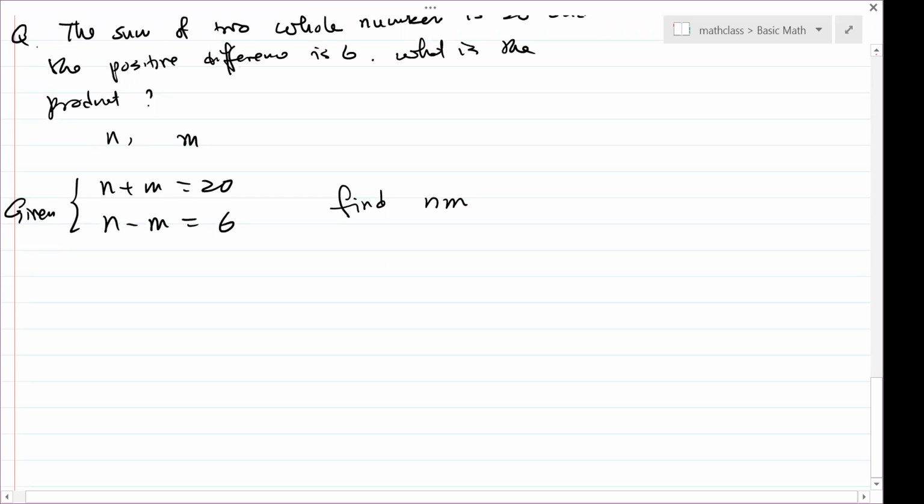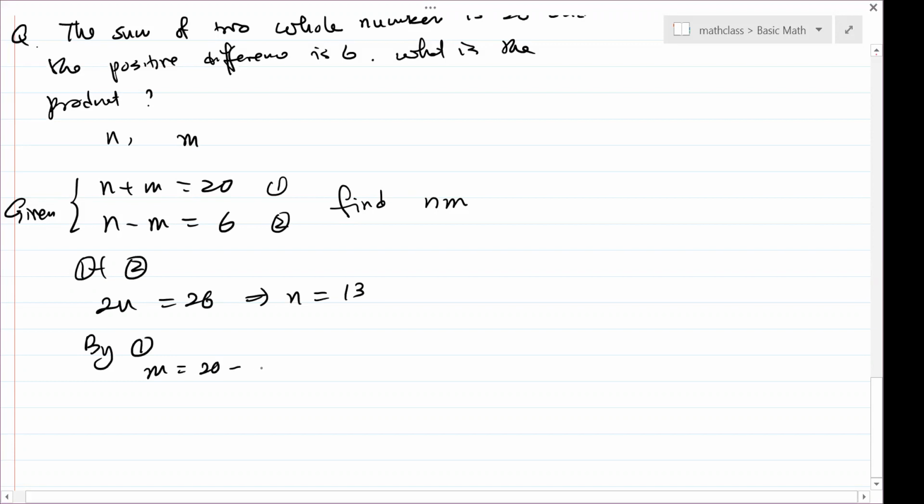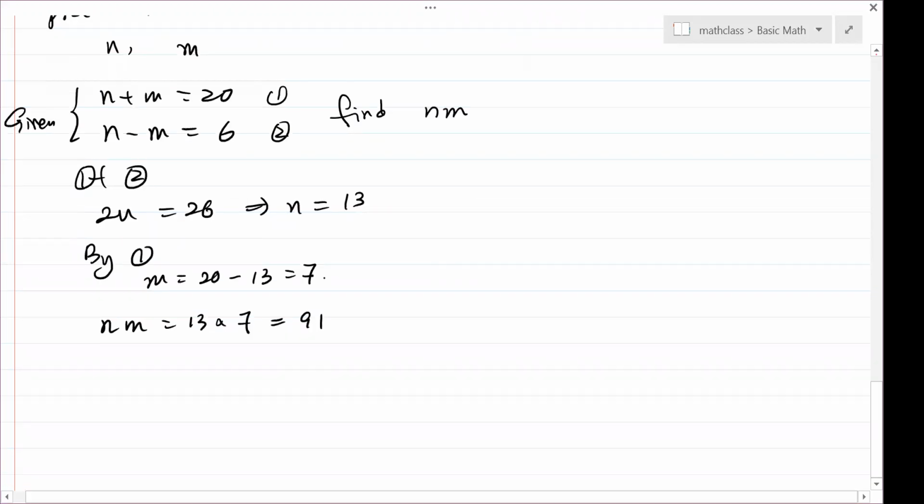So you add equation 1 and equation 2, you get 2n equals 26, so n equals 13. Then with n equals 13, you can use the first equation: m is equal to 20 minus 13, which is 7. Then n times m is 13 times 7, which is 91. 91 is not a prime number, remember that. Sometimes you confuse. 91 is not a prime number.